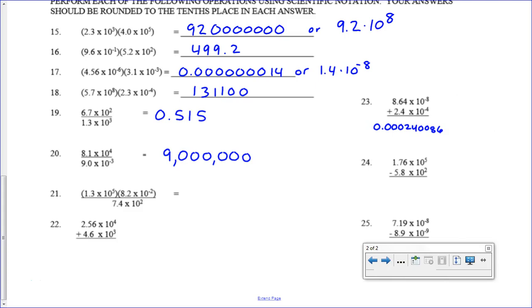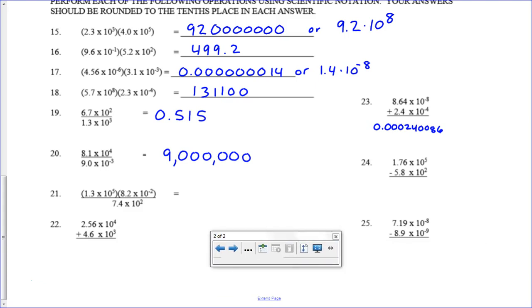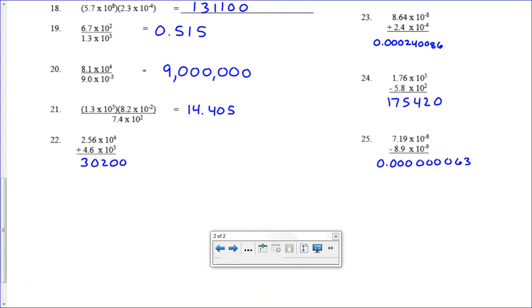I'm just going to go through and fill in the answers for the rest of these. Again, mostly this is just practice putting it in your calculator. If you need any additional guidance on this, please come in and ask. And there are the final answers on those. So again, if you have any problems, make sure you come in and talk to me.